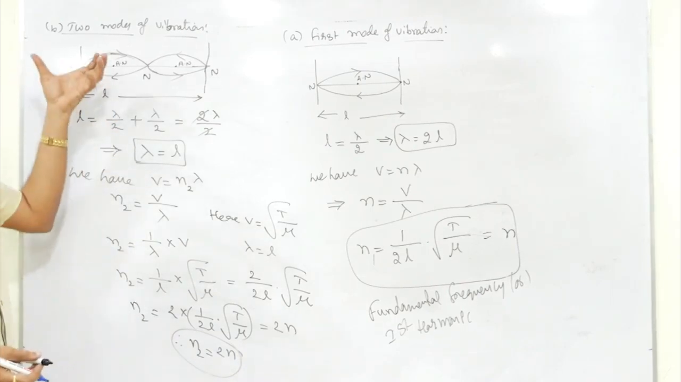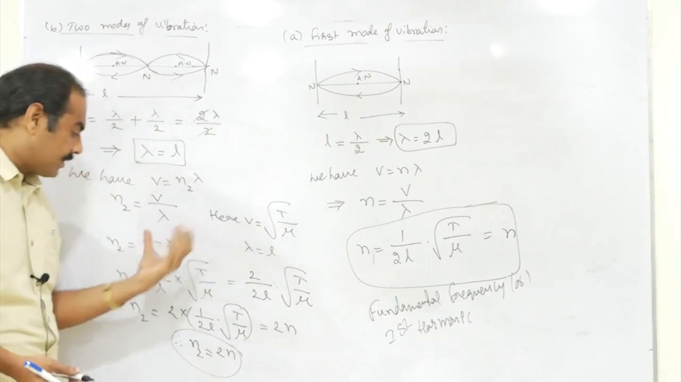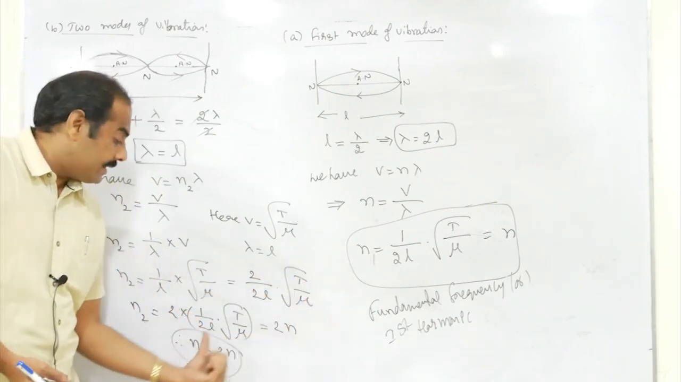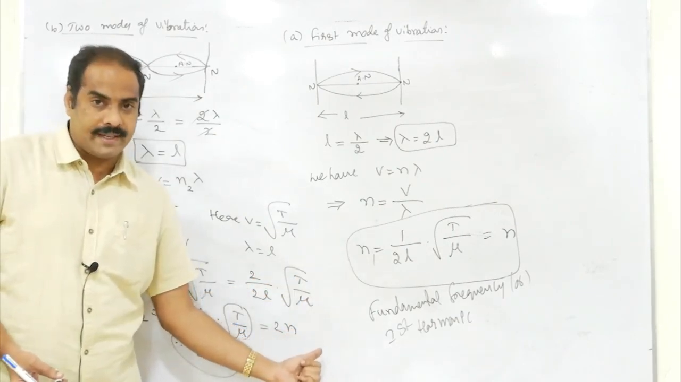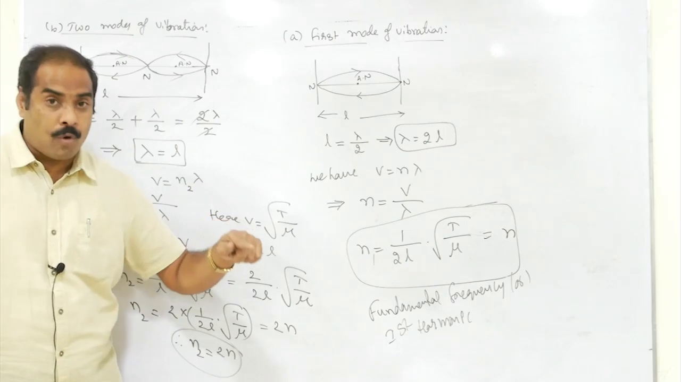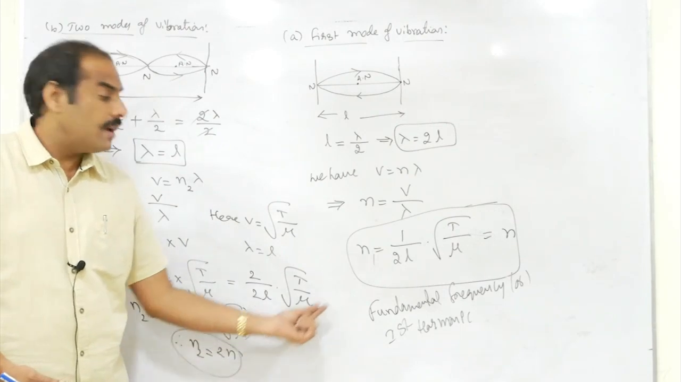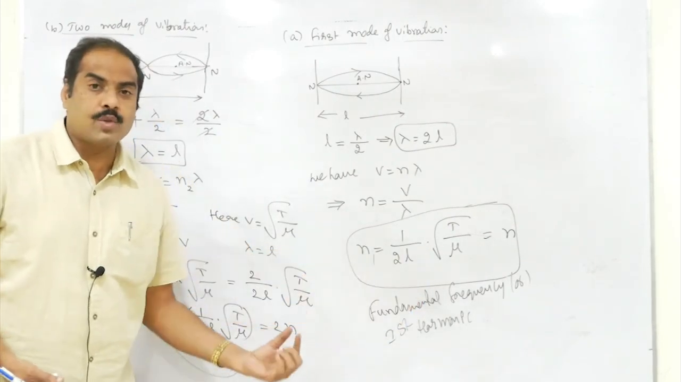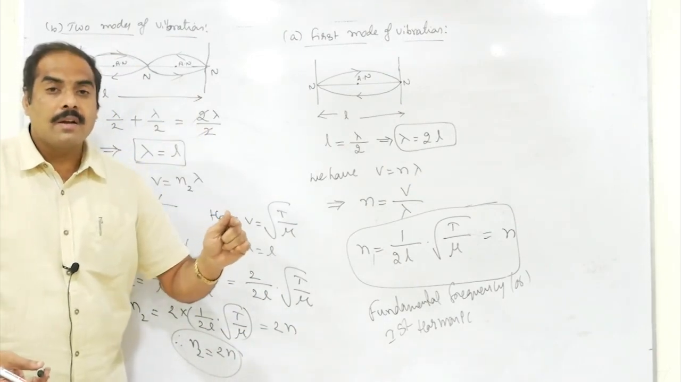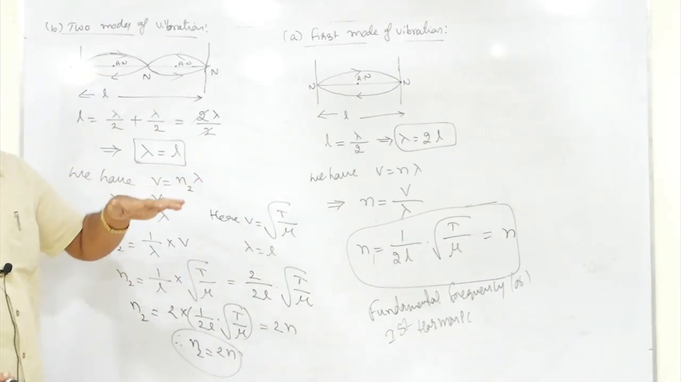That means when the string vibrates with 2 segments or 2 loops, the final formula N2 is equal to 2 by 2L into square root of T by mu. That is twice the fundamental frequency, or twice the first harmonic. So you can call this the second harmonic. Why is it called the second harmonic? Because it is 2 times the fundamental frequency. What is another name? Second harmonic or first overtone.